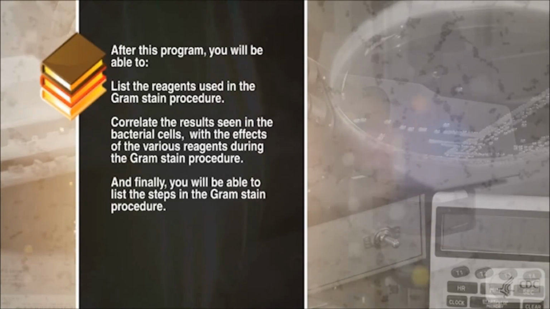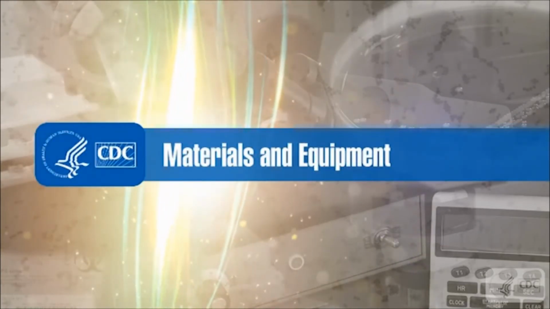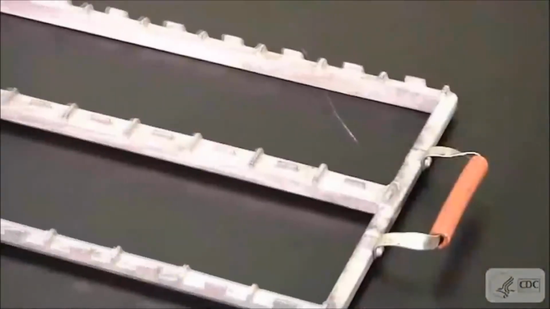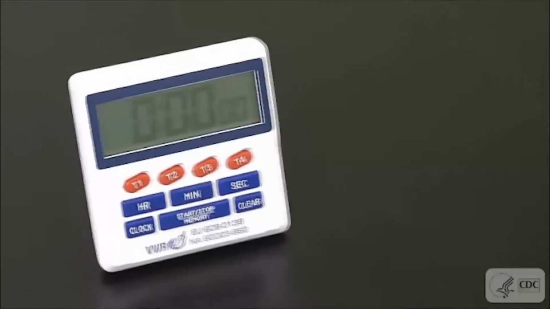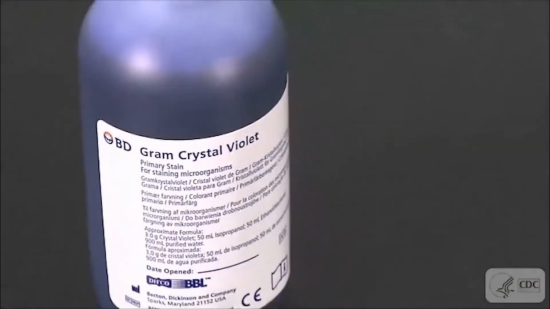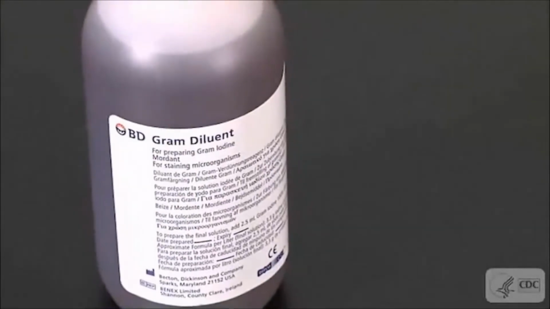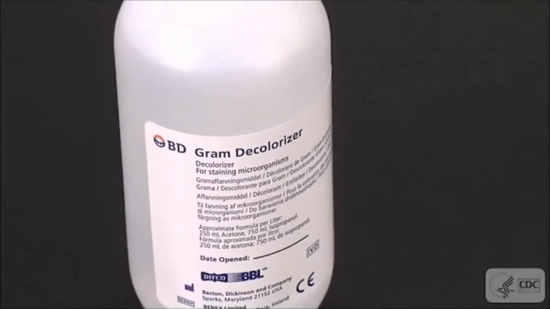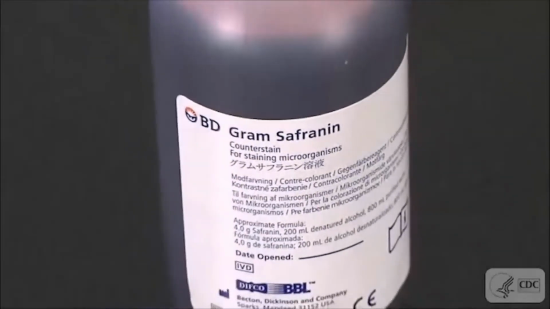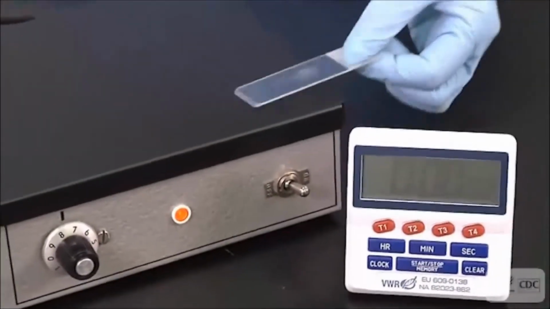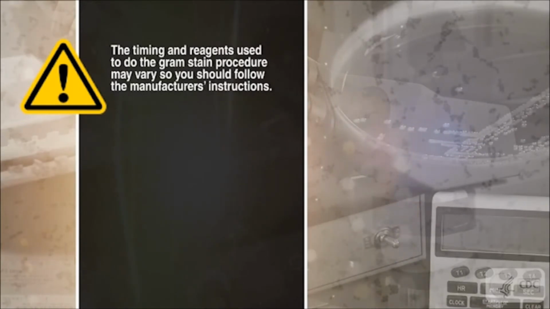For this procedure, you'll need the following: personal protective equipment, a clean water source, a slide rack, and a timer. For reagents, you'll need crystal violet, Gram's iodine, decolorizer, which is a mixture of acetone and alcohol, and safranin or carbol-fuchsin. Your sample should be a thin, heat-fixed bacterial smear. The timing and reagents used to do the Gram stain procedure may vary, so you should follow the manufacturer's instructions.